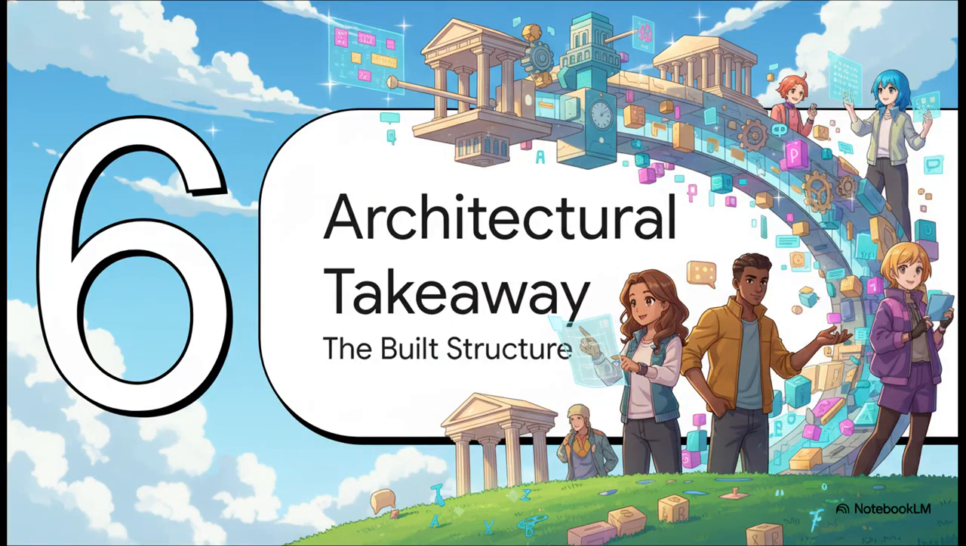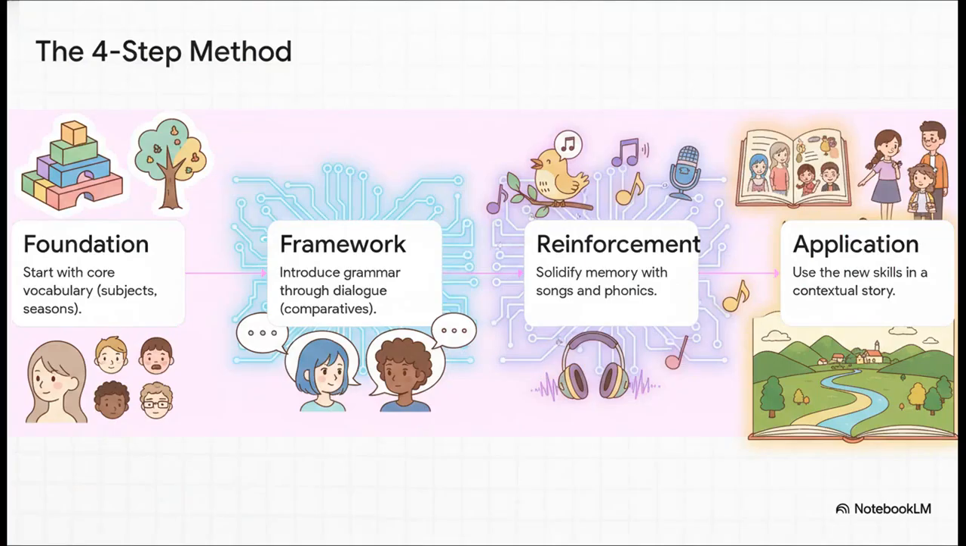So, after deconstructing this whole unit, what's the big takeaway? What's the secret in the blueprint? Well, it's an incredibly clear 4-step method that builds language skill layer by layer. You start with a strong vocabulary foundation, you add a solid grammar framework, you reinforce it all with memorable songs and sounds, and then finally, you apply everything in a meaningful context.